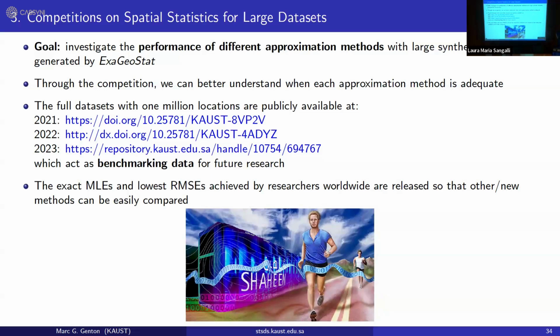We also have associated papers that describe how the data were generated, what the main findings from the competition were, and the main methods that were used. We report also the exact MLEs. So if you have a 1 million by 1 million covariance matrix, you can estimate the parameters for this data set, and we have the exact MLE. So if you come up with an approximate method, you can see how far your approximated MLE is from the one you get from exact computation, and also on the other problem of prediction at new locations.